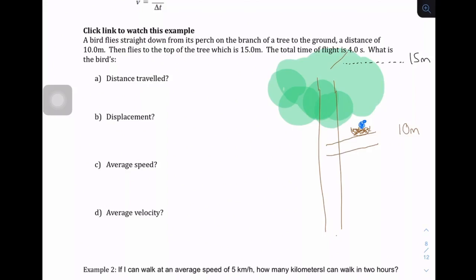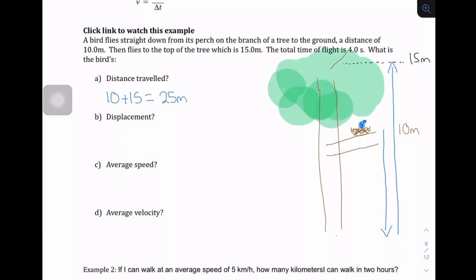So it's useful to do a drawing. It doesn't have to be as pretty as mine, but that allows you to kind of see what's going on. So the bird flies down to the ground, 10 meters, and then up 15 meters to the top of the tree. So the total distance traveled would be 10 meters to the ground plus 15 meters up to the top of the tree equals 25 meters total.